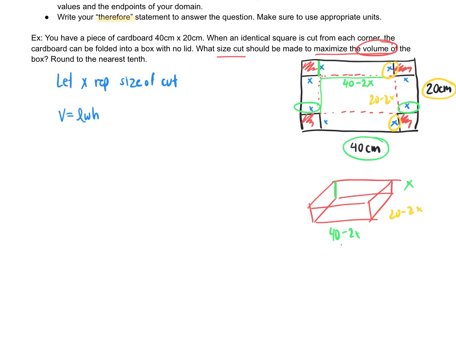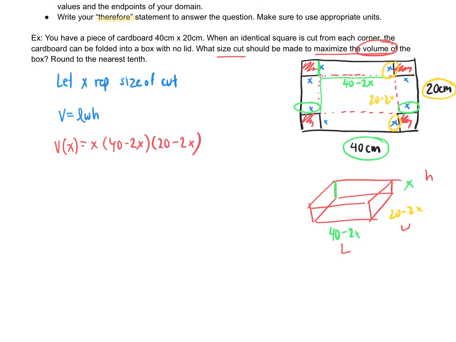So now I have length, width, and height, and it's all about x, so I can write a nice equation for the volume. So V of x equals, it doesn't matter which way I multiply these side lengths, so I'm just going to write them like this.